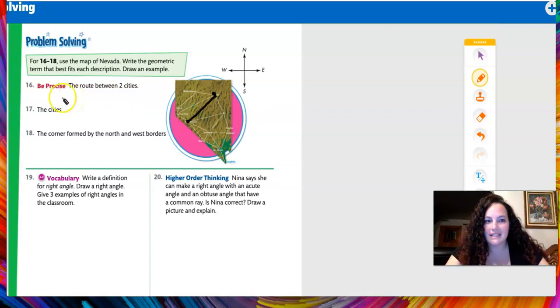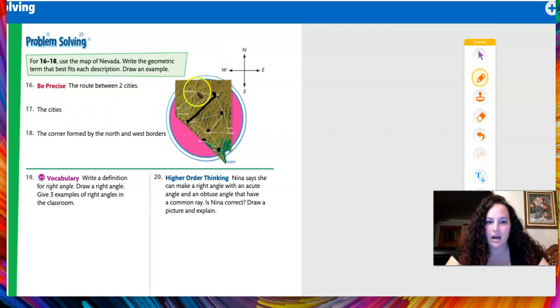If you guessed a line segment, you would be correct because a line segment has a specific ending and a specific beginning, and these two cities do. The cities, what geometric term best fits those? This city, this city, this city, and this city. Pause the video. Did you call them a point? You would be correct.